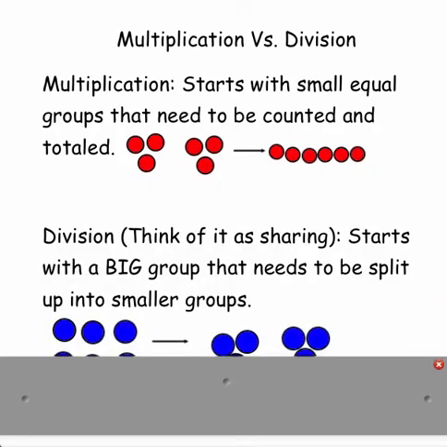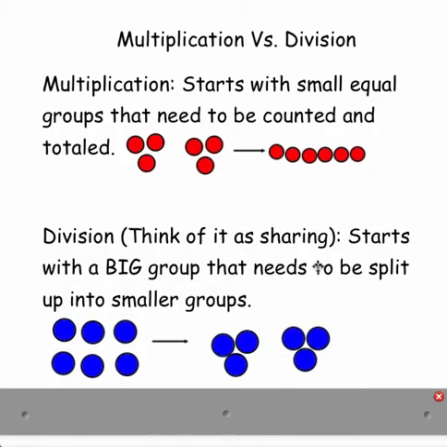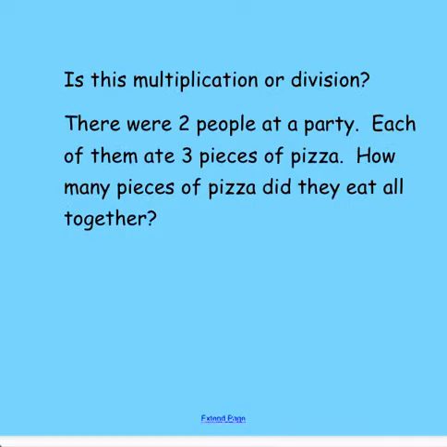With division, it's exactly the opposite. You want to think of division as sharing. It starts with a big group that needs to be split into smaller groups. So this time we start with one big group of 6, and I want to break it apart into 2 smaller groups of 3. So we use multiplication going small to big, and division is for big groups that we're breaking apart into smaller groups.